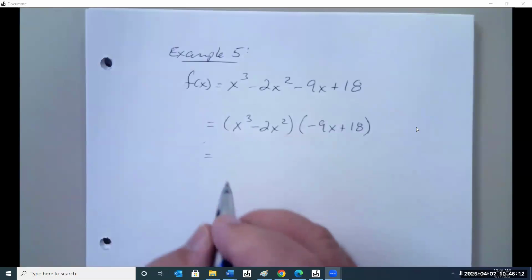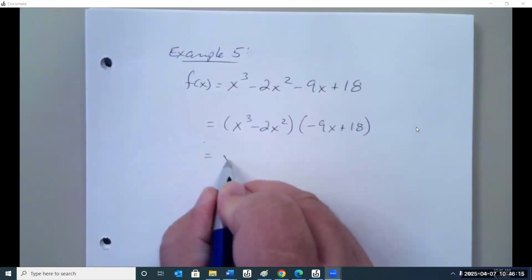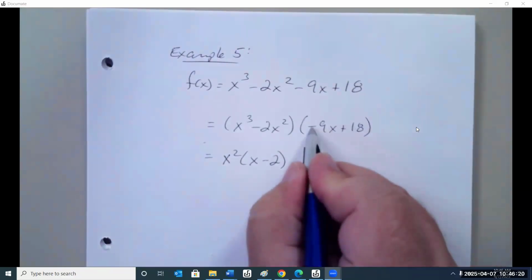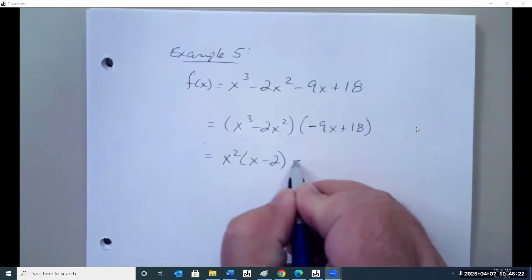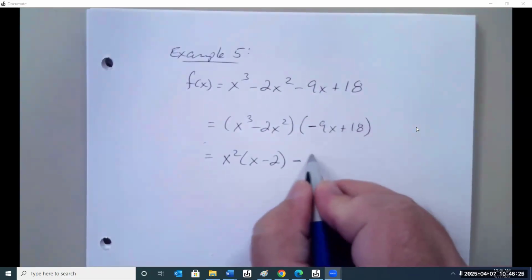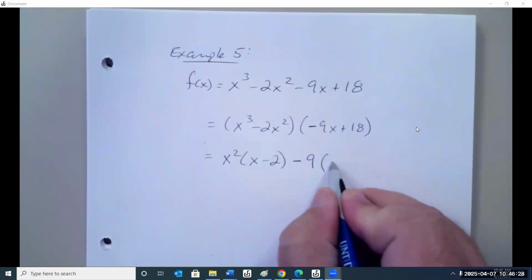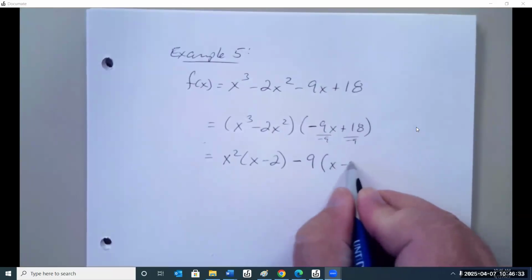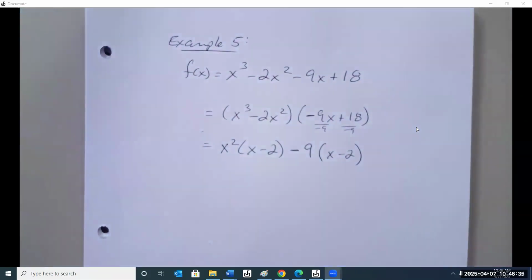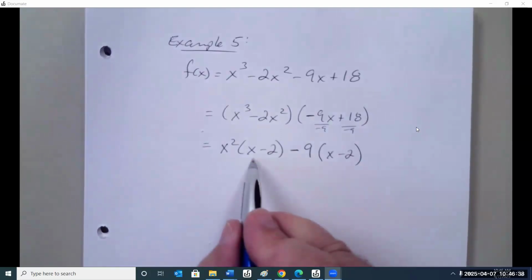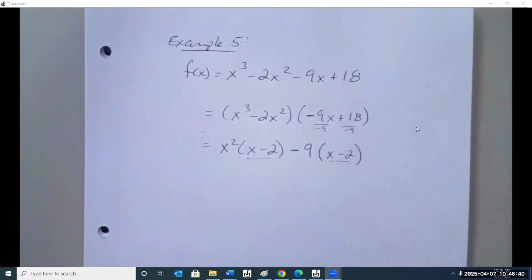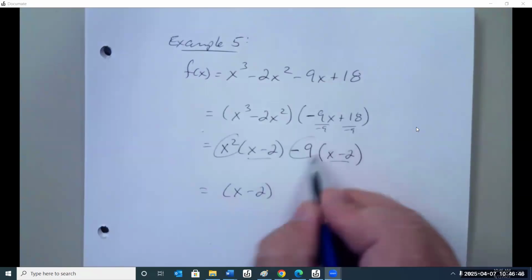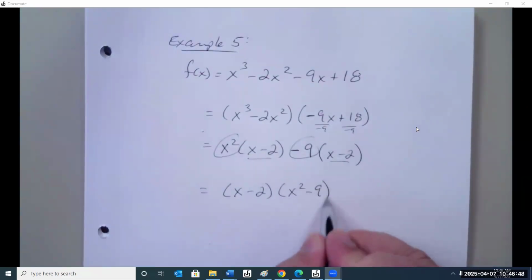Now, what can we factor out of the first one? x squared. So it leaves me with x minus 2. Since this first term is negative, I take out the negative, and they both have a 9 in common. So I divide by -9 inside there. I get x minus 2. Your objective is to get the same numbers inside parentheses. Because once you have the same numbers inside the parentheses, these other two numbers become their own parenthesis.